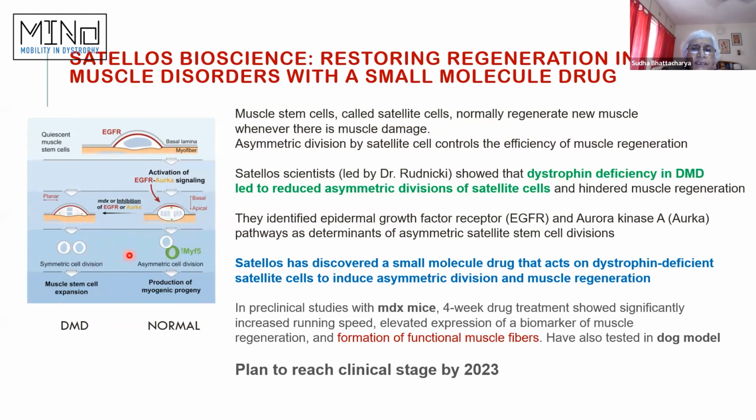So they have tried out various drugs, and they actually came up with some small molecule drug which can induce this asymmetric division in the dystrophin in DMD. And then they have used it in MDX mice, and it's a 4-week drug treatment they found with this drug. It has really improved the running speed of the mice and also formation of functional muscle fibers.